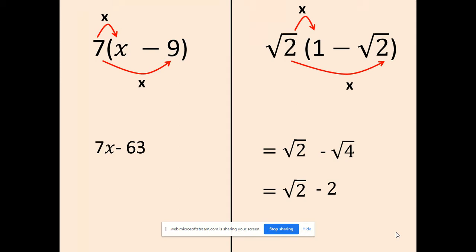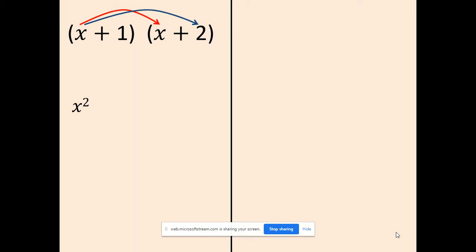Okay, this is expanding brackets involving single brackets. How about if we expand double brackets with surds? Let's start off expanding double brackets normally. How would I go about this? So I've got x plus 1 multiplied by x plus 2. So again, use the method of arrows. You do x times x first, that will be x squared. Then you do x times 2, that would be plus 2x. Then you do 1 times x, that's plus 1x. And then you do 1 times 2, that will be plus 2.